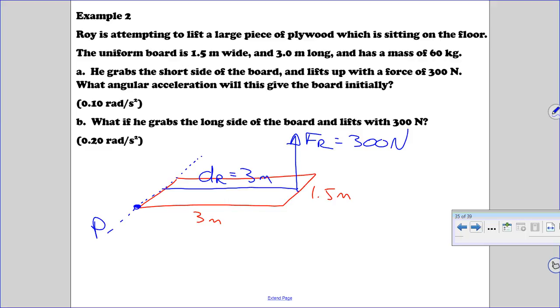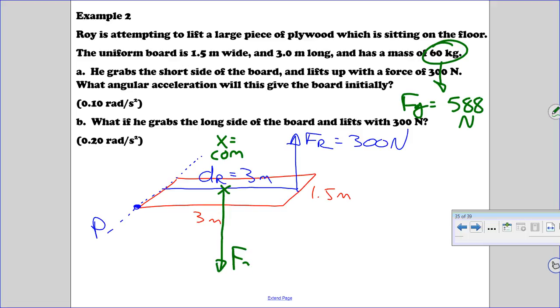Everybody good up there? All right. Now, there's another force. We know that the board has a mass of 60 kilograms. So that means my force of gravity is going to be 60 times 9.8, so 588 newtons. Follow? I'm going to put that at my center of mass. So COM is what that little X there represents. Okay? So here's our force of gravity. It's 588 newtons.